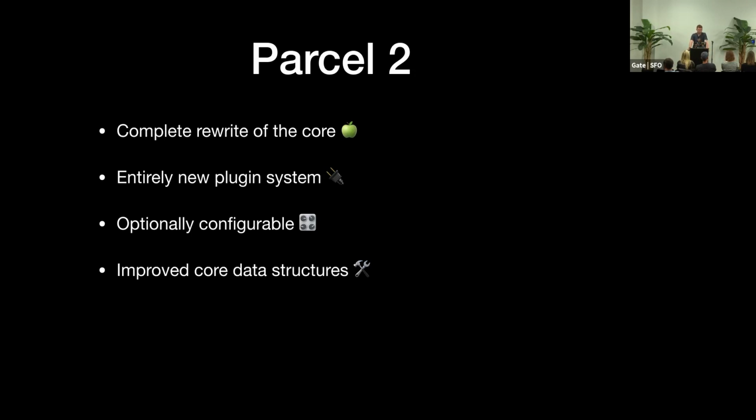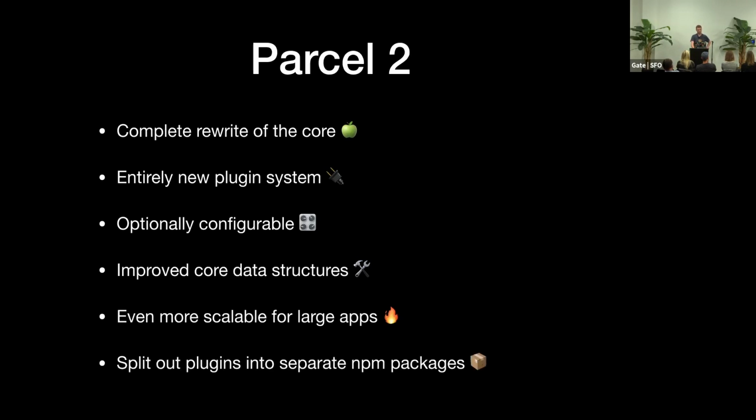Parcel 2 is basically just a very optimized graph of your entire application, and then it can run various plugins on top of that graph. And we've made it even more scalable for large apps. So it builds really fast, the cache is really fast. I'll show that in a second. And all the plugins are split out into separate NPM packages as well, which provides really good examples, so that people who want to build their own plugins can go look at our packages and copy and paste and modify, which is really important as well.